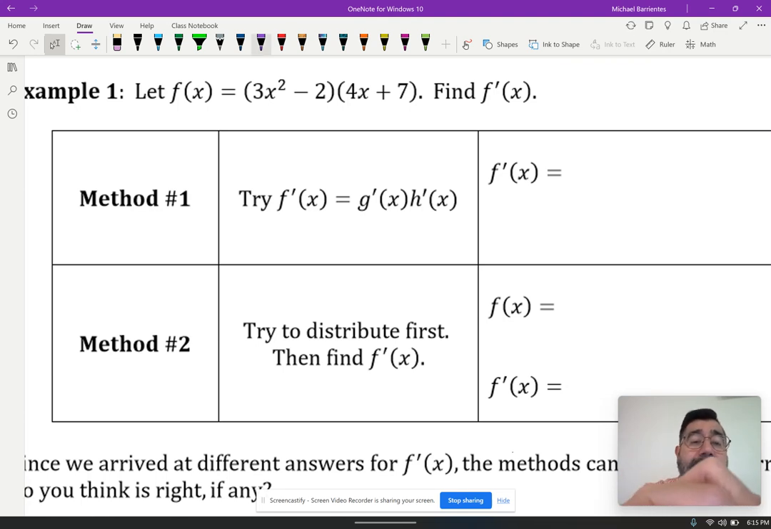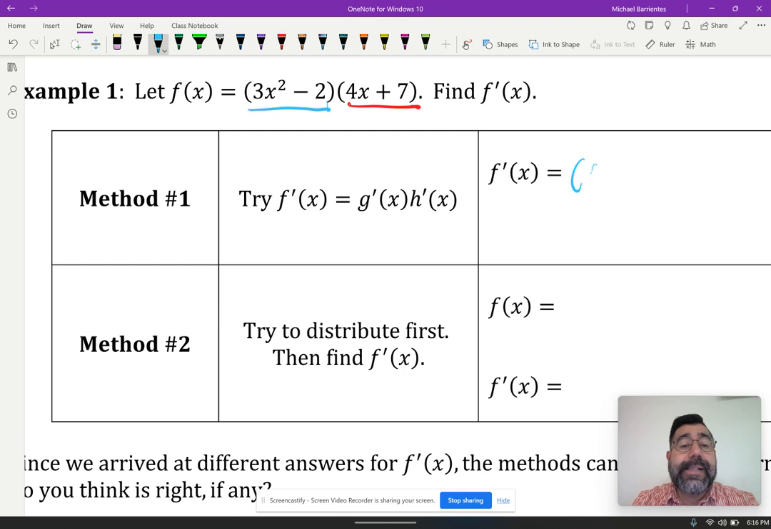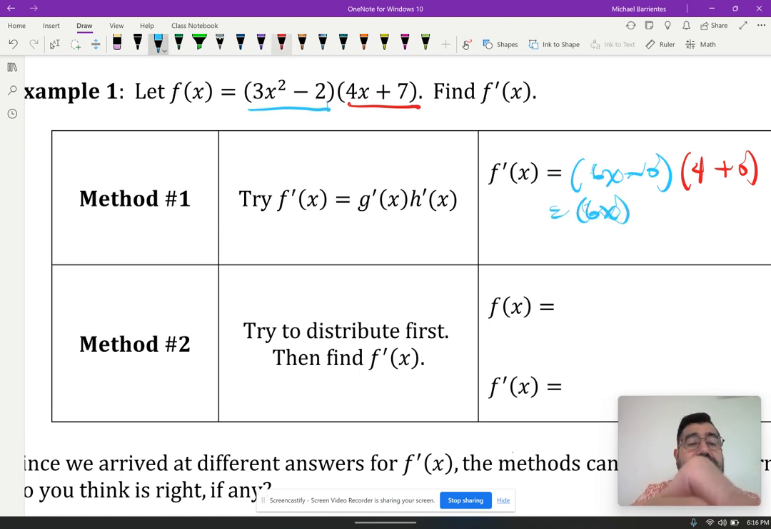Let's test this out. How do we test it out? Well, we have a first function, we have a second function. So we're testing out, is the derivative of this product, because I'm multiplying, and that's what a product is, the result of a multiplication, is this just the derivative of the first function, which would be 6x minus 0, times the derivative of the second function, which would be 4 plus 0. I guess in the end, this would be 6x times 4x. I'm sorry, times 4, which would leave me with 24x.